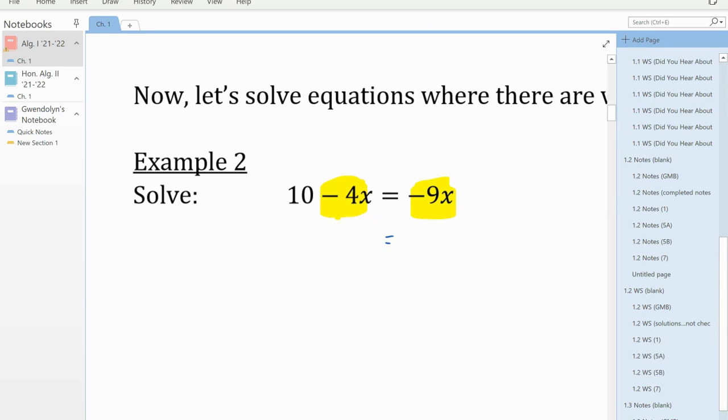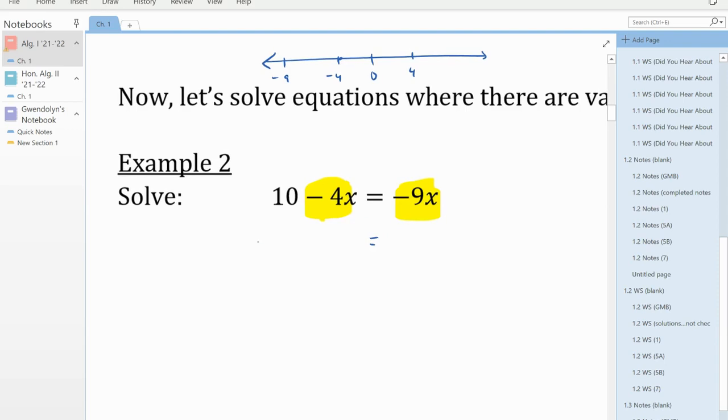Negative 4 is a bigger number than negative 9. Negative 4 sits here. Negative 9 sits there. Any number to the right of another number on a number line is a bigger number. So let me think of it this way. Is it better to owe $4 or owe $9? Ideally you don't owe any money, but you'd rather owe less. So that's a bigger number. So I'm personally going to bring the x's to the left.